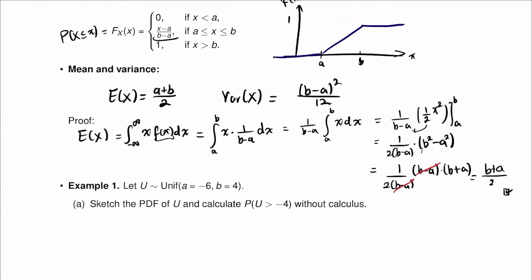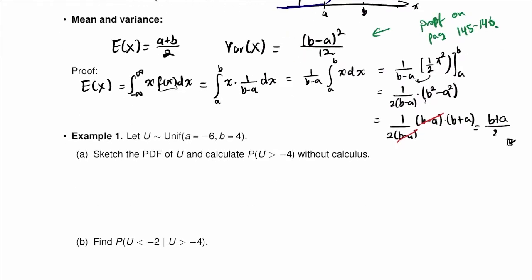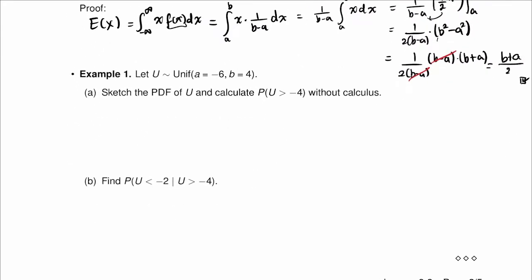Okay. If you want to check the proof for the variance, the proof is on pages 145, 146. Okay, in case you are interested. It's not necessary, but if you want to check all the process to get this formula, you can read those pages. Okay, let's see an example.